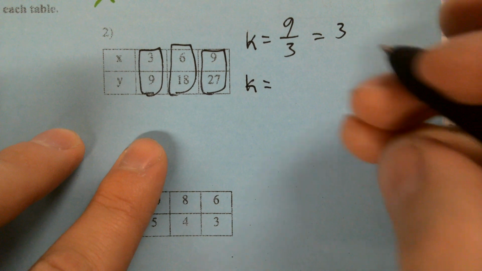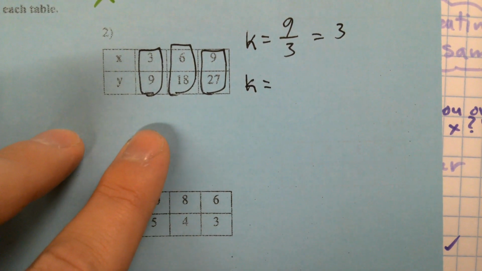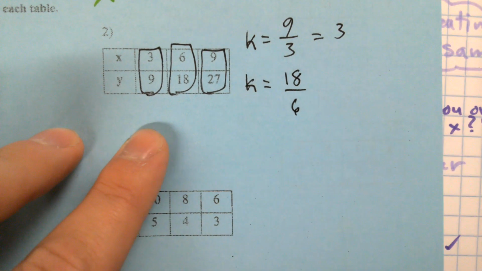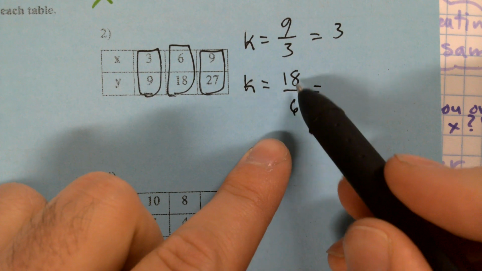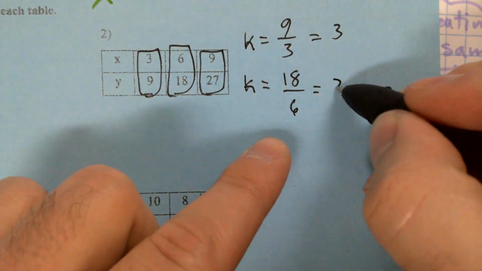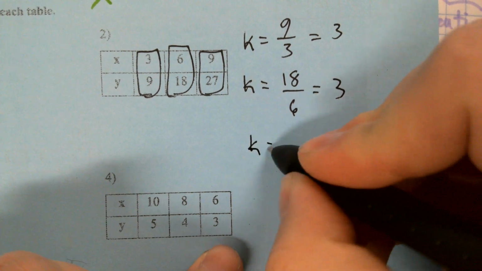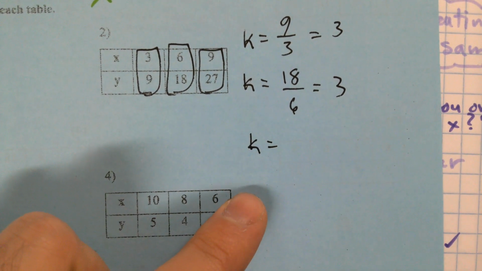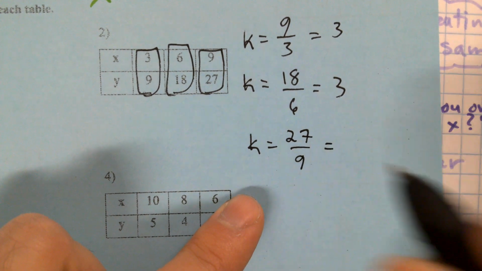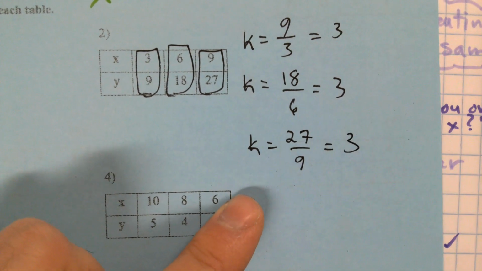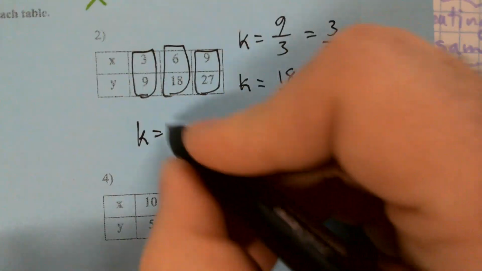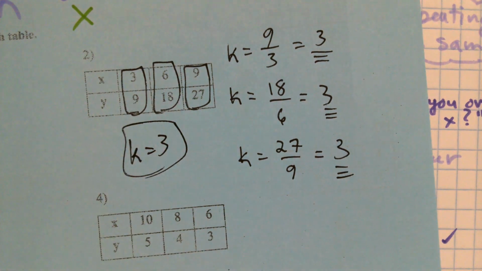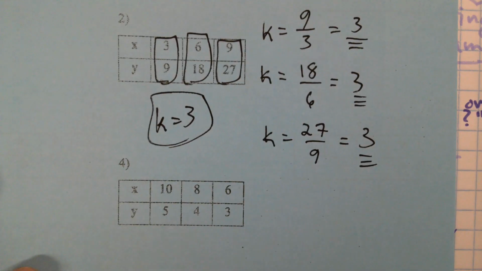Well, we got to check to make sure they're all equal to 3. What's my next fraction going to look like? Thank you. 18 over 6. Good morning, Brooklyn. 18 over 6 is equal to what? How many times would 6 go into 18? 3 times. What's my last fraction going to be? 27 over 9. How many times does 9 go into 27? 3 times. Take a look at that. We got 3, 3, 3. My k here is equal to what? 3. Nice and simple. If you know how to divide and simplify fractions, you're good to go.